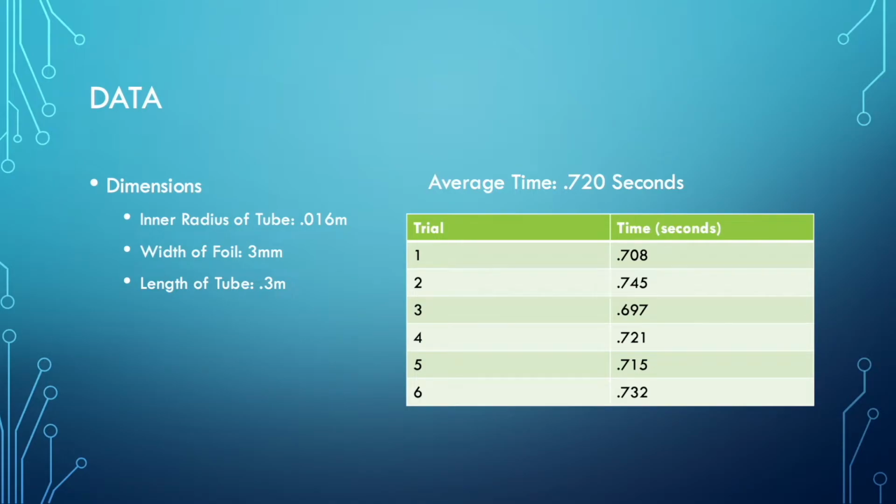For measurement, we determined that the inside radius of the tube is 0.016 meters, the width of the aluminum foil around it was 3 millimeters, and the overall length of the tube was 0.3 meters. From our 6 trials, we determined that the average time it took to fall was 0.72 seconds, and our 6 trials are shown in this table below, with all the times being generally close together.